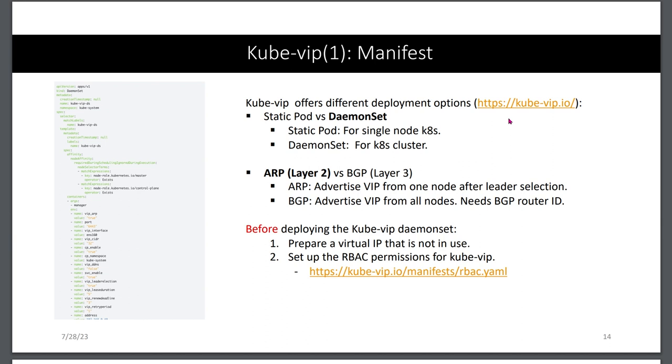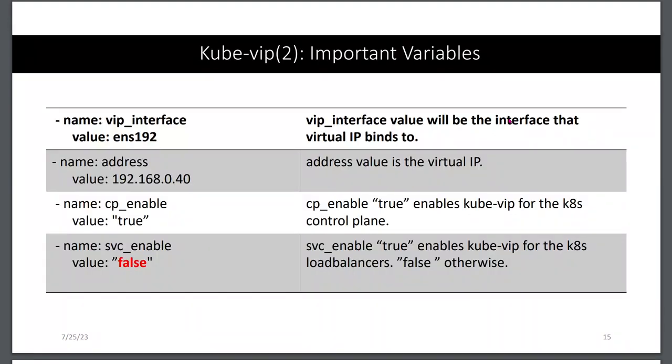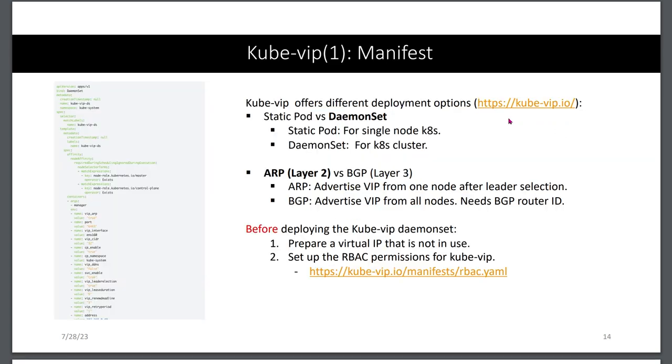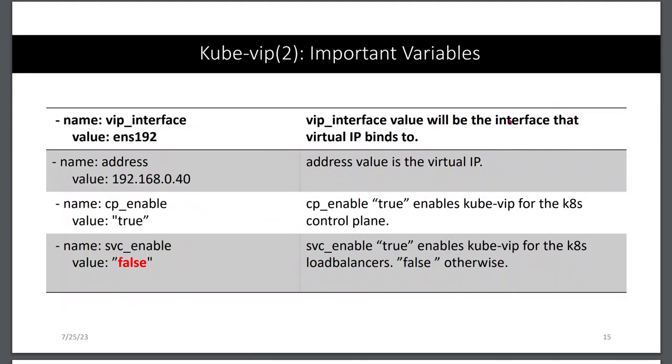Basically, within Kubernetes, if every pod wants to do some stuff, they need to have roles, like cluster roles. But this is not important for this talk. You can just download it at this URL and then apply it directly. But what's important here is, within the manifest I just showed you, what are the important variables you may need to look at? The first one is the VIP interface. This is the interface that the virtual IP will bind to.